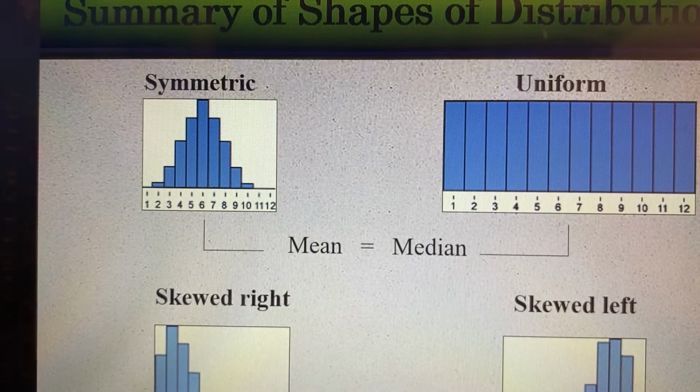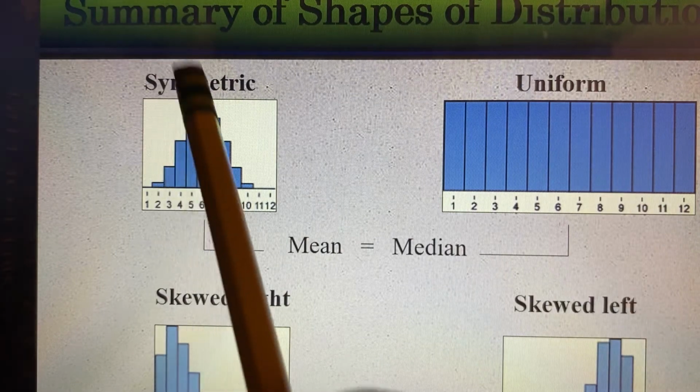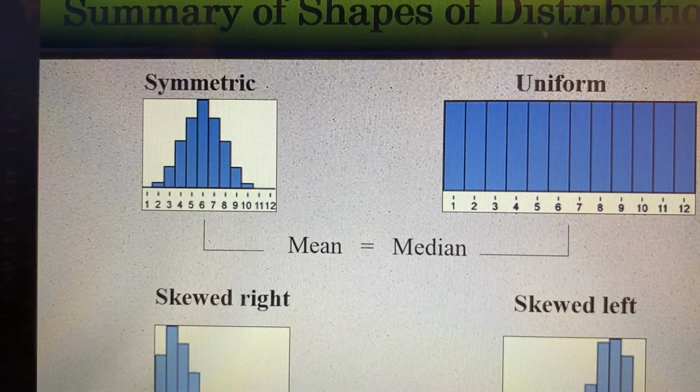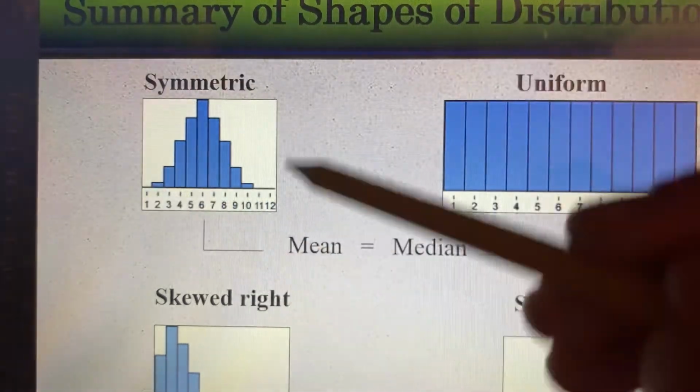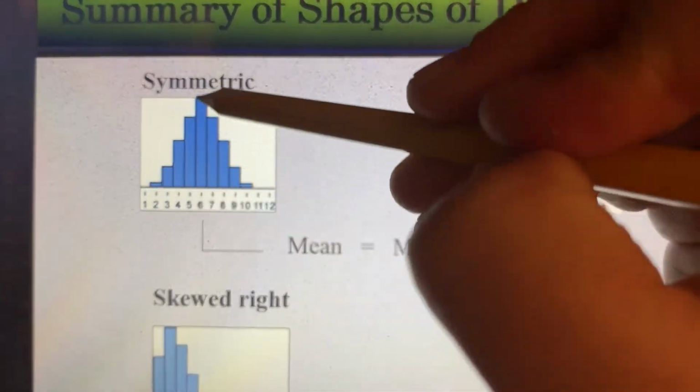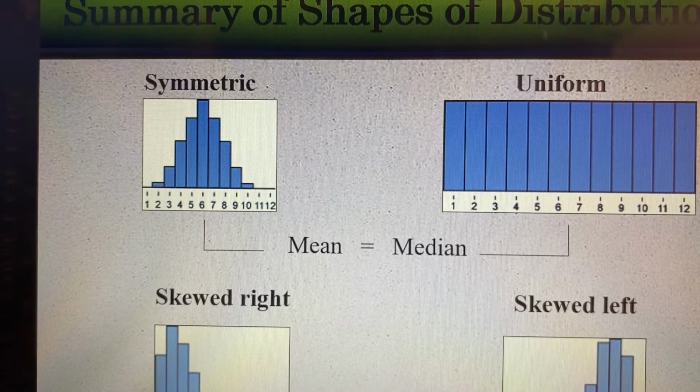And for both of these distributions, your mean and median is happening in the center of your graph, so they would be equal. Something else I would like to point out, in this particular graph, your mode would also be 6 because that is the highest bar, which means 6 is the data entry that's occurring with the most frequency.